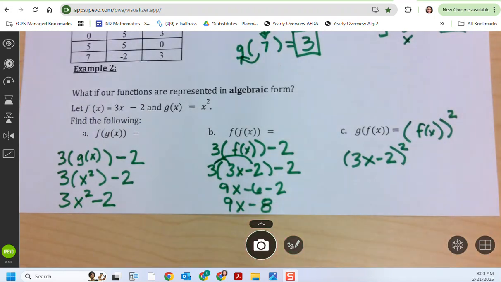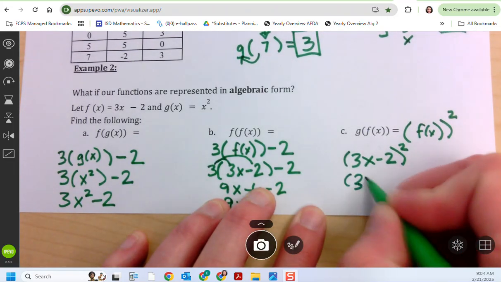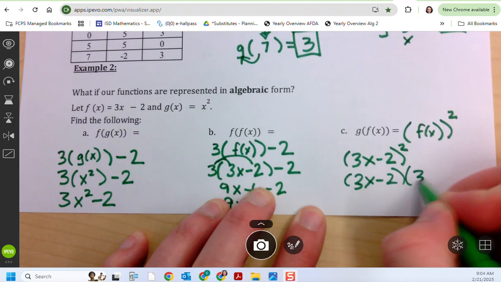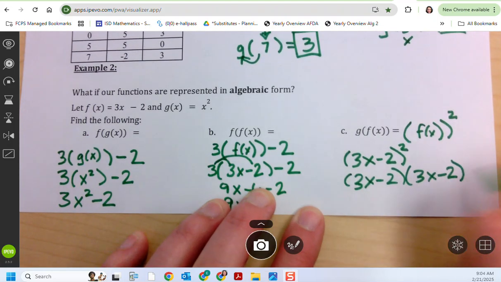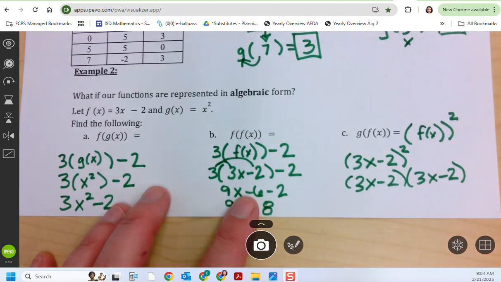And when you square a binomial, what do you multiply it by? Good guess. By what, Amar? By itself, yeah. So you're going to multiply 3x minus 2 times 3x minus 2. All right, so then you have to distribute. If you like using a box, you could probably find space to make a box up here.